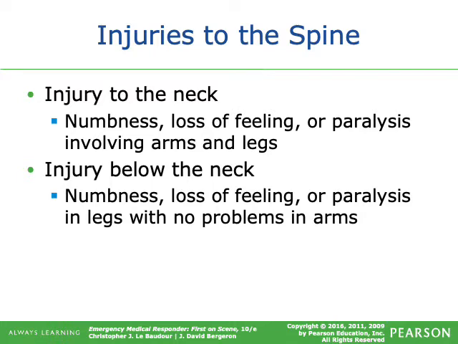Injuries to the neck cause numbness, loss of feeling, or paralysis involving the arms and the legs. If you have an injury below the neck, the numbness, loss of feeling, or paralysis is going to be in the legs with no problems in the arms.